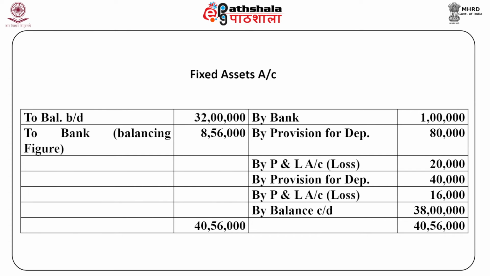Fixed assets account. To balance brought down 32 lakhs. On the left hand side, we see to bank, balancing figure 8,56,000. By bank we get 1 lakh, by provision for depreciation 80,000, by profit and loss account 20,000, by provision for depreciation 40,000, by profit and loss account 16,000, and by balance carried down is 38 lakhs. The total for both the sides is 40,56,000.